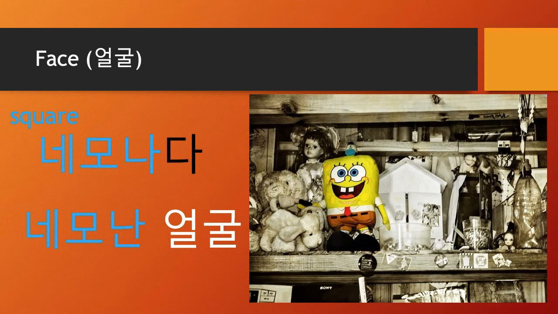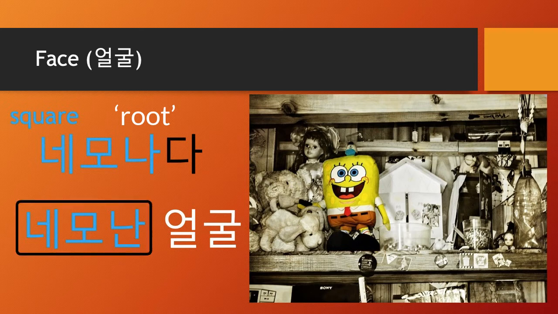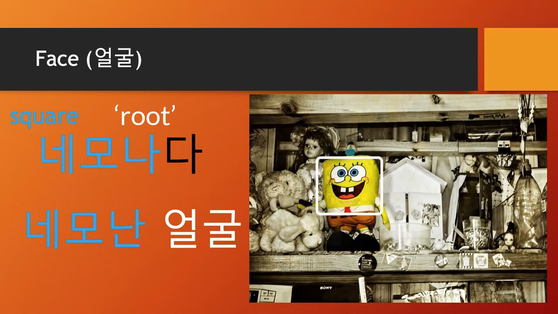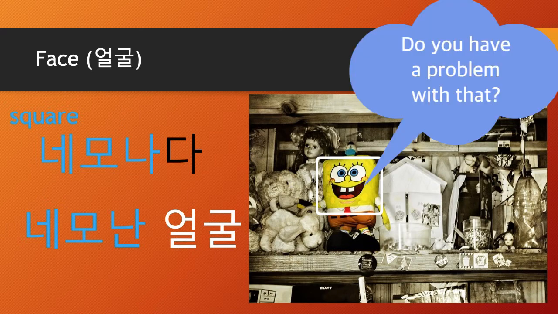The counter concept of shape round is shape square. So the root word of square is 네모나다. 네모 actually means a shape with 4 right angles. Here again we have choices of 은, 는, and 니은 받침. Also we use 니은 받침 here, so 네모나 plus 니은 받침 becomes 네모난. So 네모난 means square or rectangular as an adjective. Therefore, 네모난 얼굴 means square face. The SpongeBob.